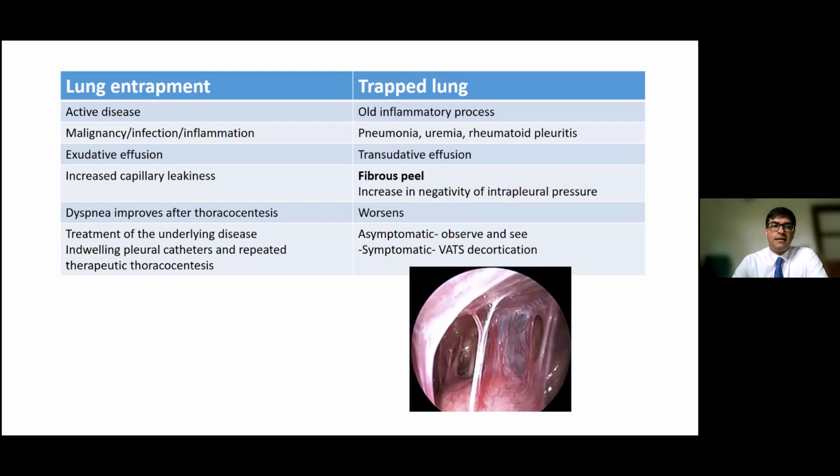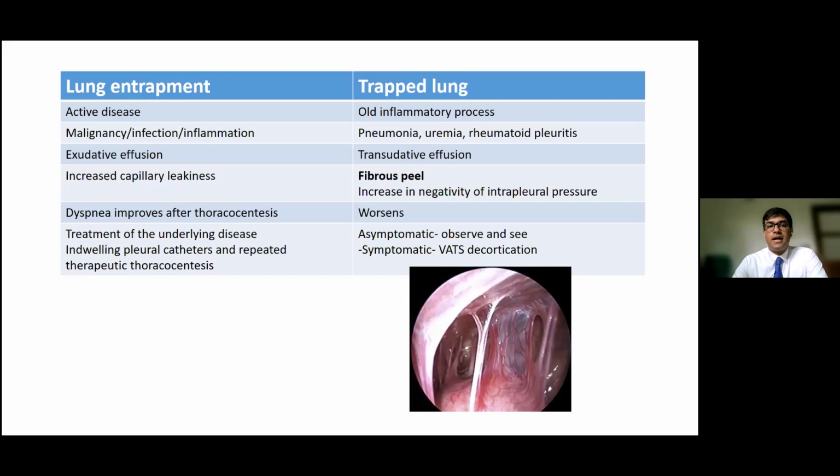Lung entrapment occurs due to an active disease of the pleura, such as malignancy, infection, or inflammation, causing an exudative effusion with increased capillary leakage. Dyspnea usually improves following thoracocentesis. Treatment of the underlying disease is usually adequate in this sort of effusion, and it sometimes needs indwelling pleural catheters or therapeutic thoracocentesis.